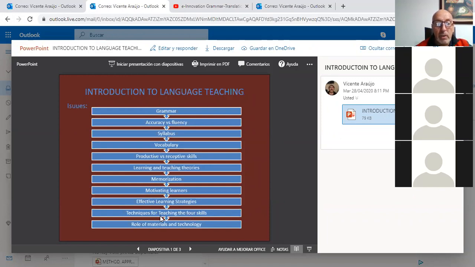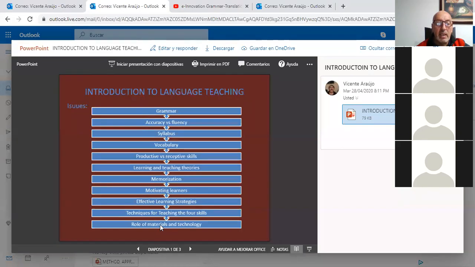Or techniques for teaching the 4 skills? Remember, the 4 skills are listening, speaking, reading, and writing. How can I take advantage of some techniques for teaching these 4 skills? Finally, and there are more, but finally in this presentation, what is the role of materials and technology in language learning and in language teaching?